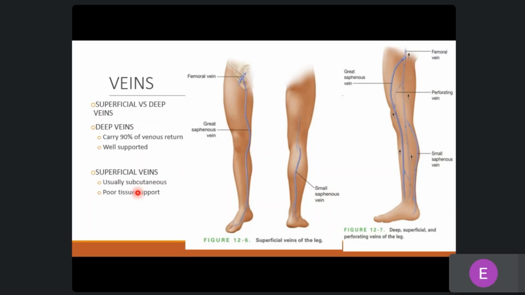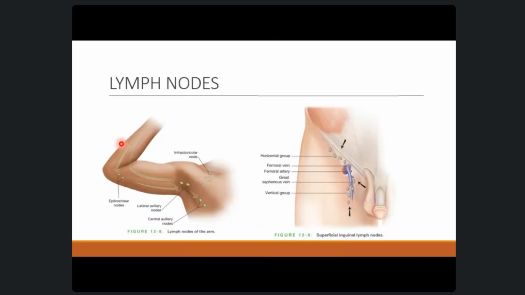Okay. So the veins are divided into two. So you have your superficial and your deep veins. So the superficial veins are usually subcutaneous. So superficial lang jud siya with poor tissue support. However, the deep veins carry 90% of the venous return and are well supported.